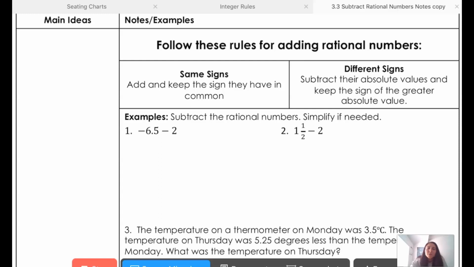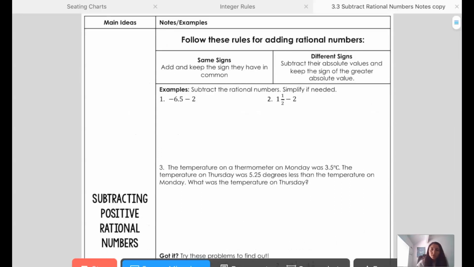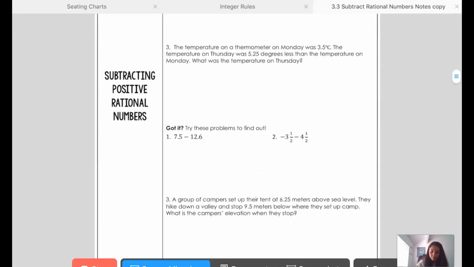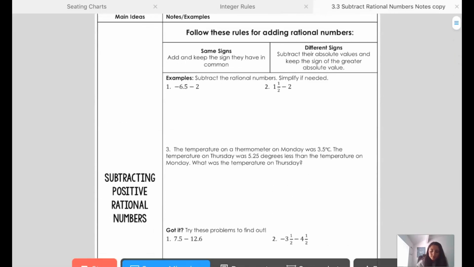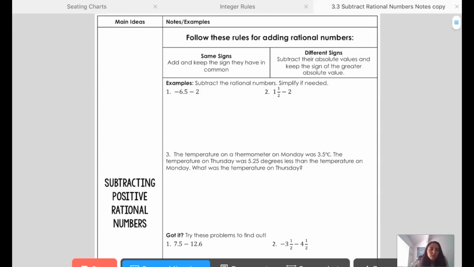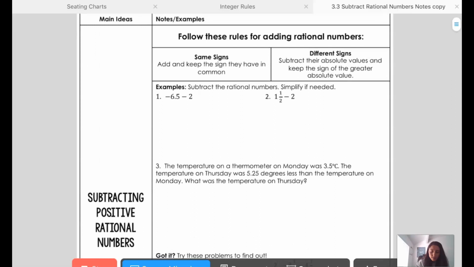Hey class, today we're going to learn how to subtract rational numbers. So I'm just going to use the note sheet that you could have either printed or have in the packet that I gave you in school. So it's this note sheet. That way we can all be looking at the same sheet. So from now on I'm just going to use the note pages.